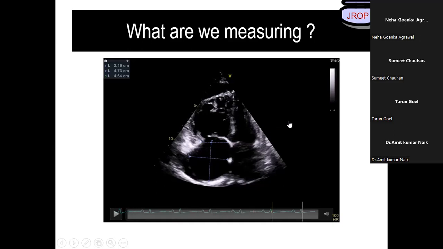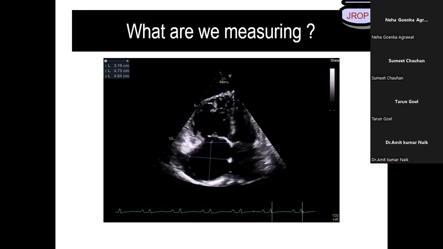Then we draw a line which is parallel to the atrial septum, and then a line perpendicular to that at the maximum RA diameter. At the maximum or in the center of RA? In the center, which is perpendicular to the previous line. Correct. So what is the normal size of RA?